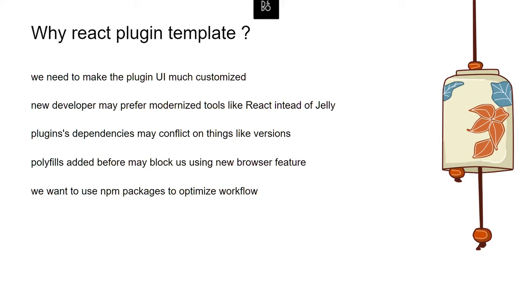Also, the second reason is that some new developers may prefer modern tools like React instead of Jelly. As for me, when I first tried to learn about the Working Hours plugin, I found that it's based on Jelly, and that really took me a lot of time to get familiar with it. And I believe that most newcomers building a Jenkins plugin may be much more familiar with React or other advanced JavaScript frameworks like Angular or Vue.